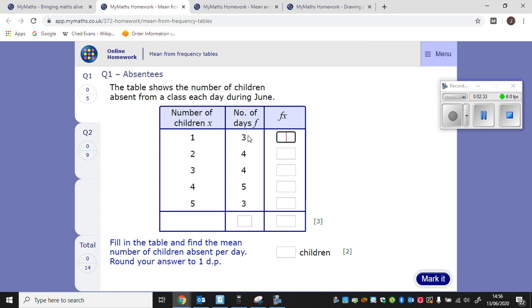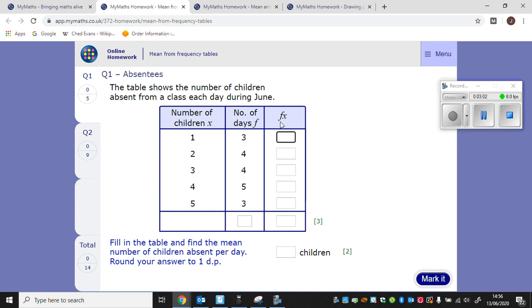What we're saying here is, okay, number of children absent from a class each day during June. And we want to fill in the table and find the mean number of children absent per day. The mean is just the average number of children absent per day if we spread it out. Now, the lowest amount of children that was off was 1, and the highest was 5. So the average has got to be in between 1 and 5. 1 occurred 3 times. 2 occurred 4 times. This F is the frequency.